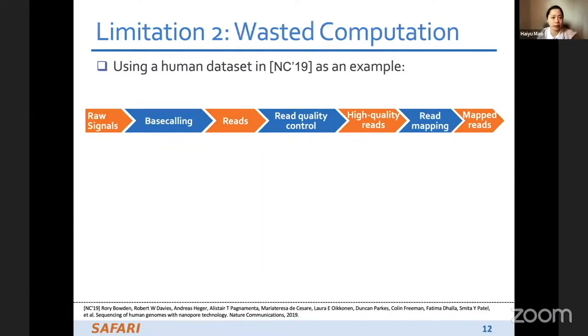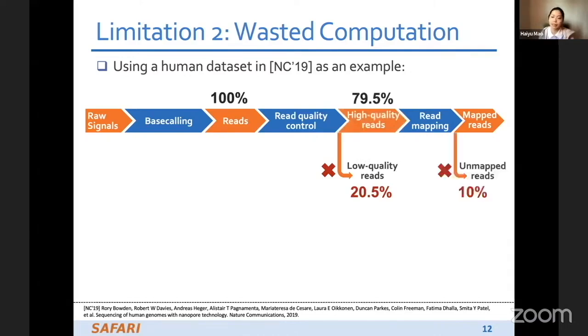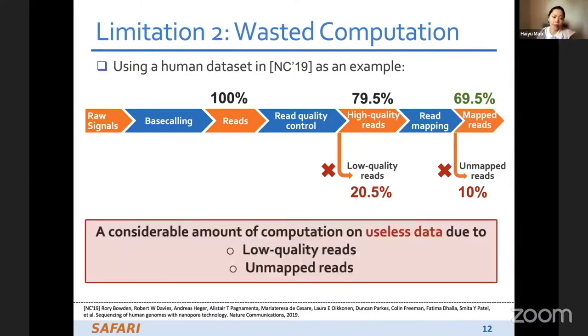The second limitation is wasted computation. We use the same data set to explain more. Here in the example, after base calling, we have all of the reads, but after read quality control, we maybe only have less than 80% high quality reads. And after read mapping, we only have less than 70% of the reads. So here we conclude that there's a considerable amount of computation on useless data due to low quality reads and unmapped reads.